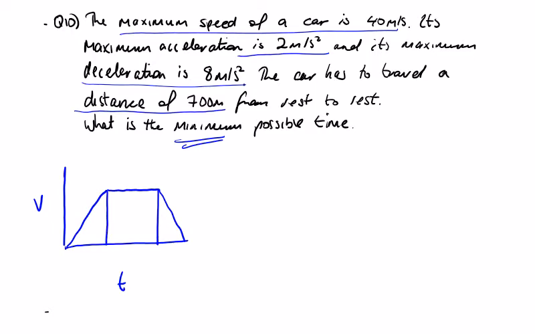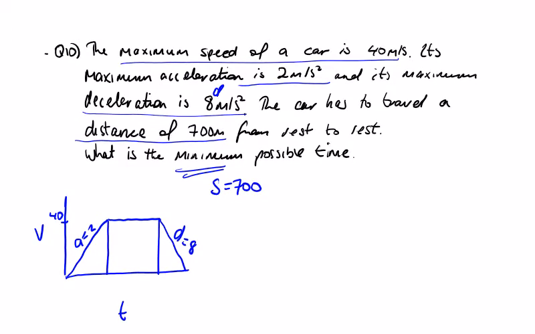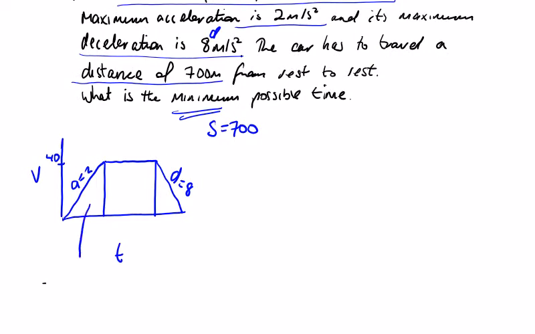So we have max speed is 40. A is equal to 2. My deceleration is 8, I'll call that D. D is equal to 8. And we have distance is 700. So we can get the times in here and here. So here my time is going to be 40 over 2, 20 seconds. And here my time is going to be 40 over 8, which is 5 seconds.